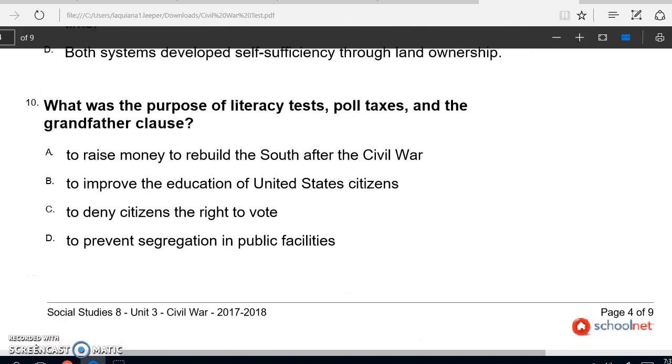Number 10. What was the purpose of literacy tests, poll taxes, and the grandfather clause? A. To raise money to rebuild the South after the Civil War. B. To improve the education of United States citizens. C. To deny citizens the right to vote. D. To prevent segregation in public facilities.